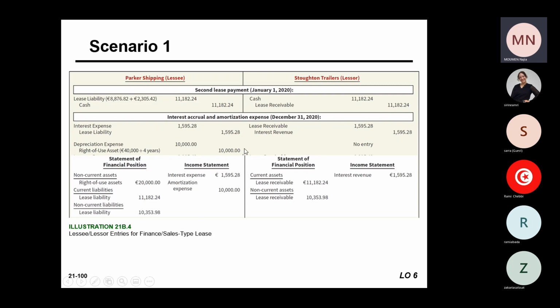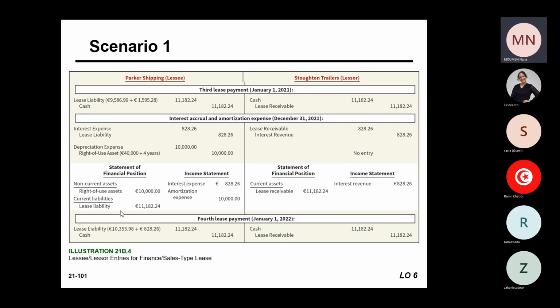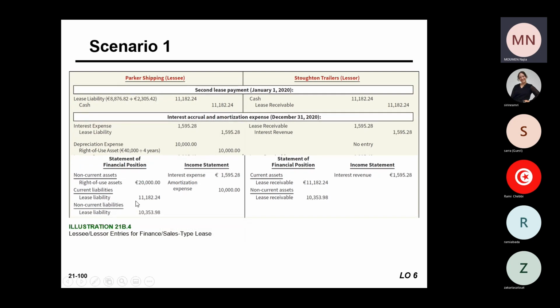Again, that's maybe the same presentation, but the difference will be regarding the interest revenue, for example, the non-current asset lease receivable, and also the lease liability, which is of course reduced. Interest expense also is different. The depreciation expense is the same. The right of use asset, that's the book value, is no longer 40,000, it is 20,000, etc.